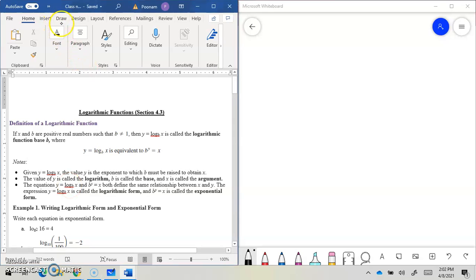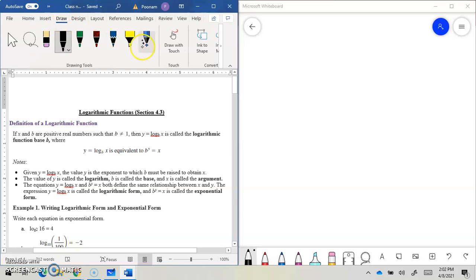Today we are going to start with the logarithmic function. This is section 4.3 in your book. So we have to define what a log function is first.